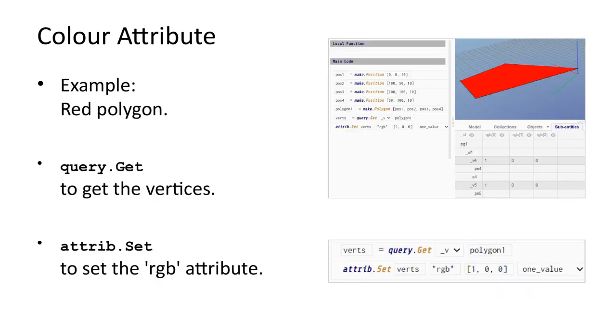Here is an example of a red polygon. To get the polygon vertices, we can use the query.get function. And to set the color, we can use the attrib.set function.